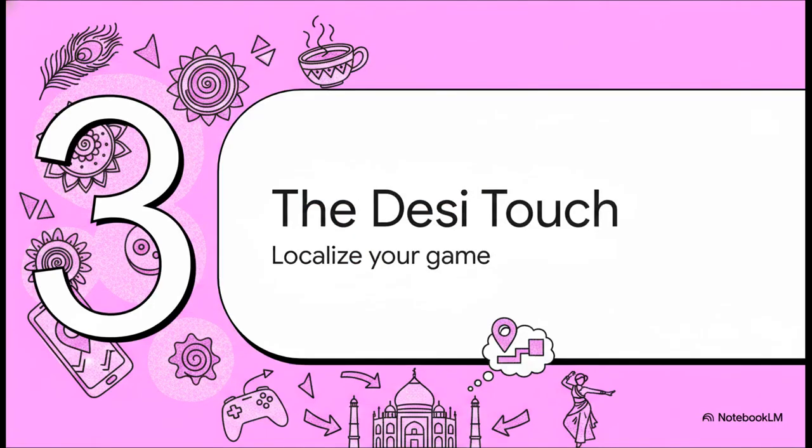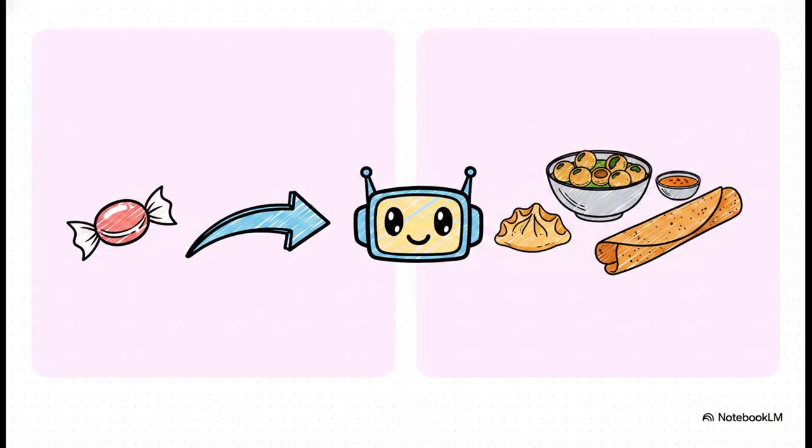Section 3. Adding the Desi touch, localizing your game for a specific audience. Think about it. A standard puzzle game features generic candies. But to really stand out, we want to create a hyper-localized experience. So using the Code Flying chatbot, you simply type a prompt like, replace the candies with pani puri, idli, dosa, and momos. And instantly, the AI swaps out those generic sweets for the street food we all actually crave, creating a highly recognizable, authentic cultural connection. It completely transforms the feel of the game.